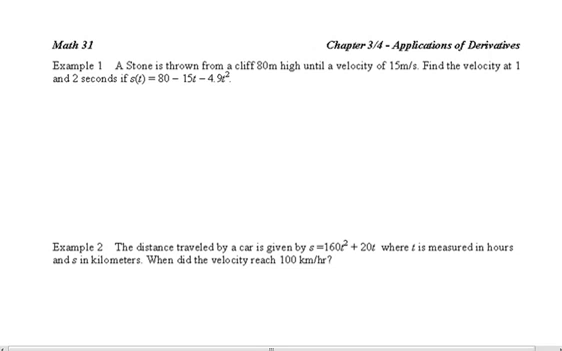A stone is thrown from a cliff 80 meters high with a velocity of 15 meters per second. Find the velocity at 1 and 2 seconds. Most likely this would be acceleration, negative 9.81. So this equation represents the position function. How do we get the instantaneous velocity?